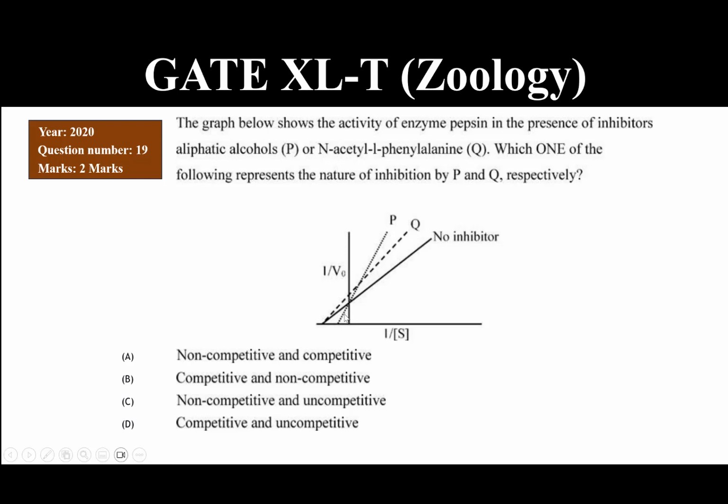While for Q, you can see that the affinity is constant while the Vmax value has reduced. This is characteristic of non-competitive inhibition. So the answer to this question is B.